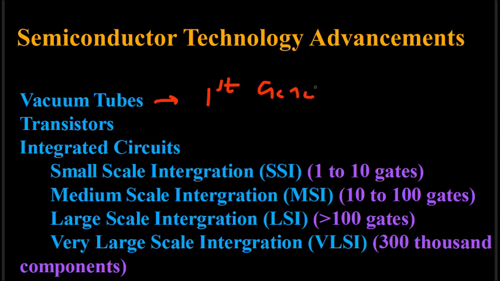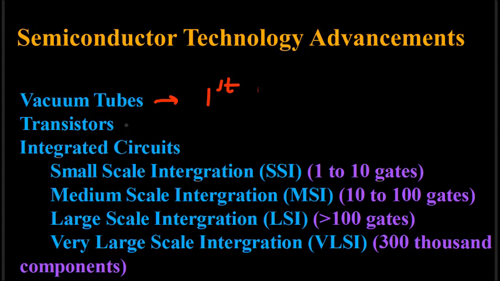These are the first generation computers. The problem with these computers was that they were very enormous, required a very high amount of power, and were extremely expensive. Then after the 1950s, the transistor was developed by a few scientists.